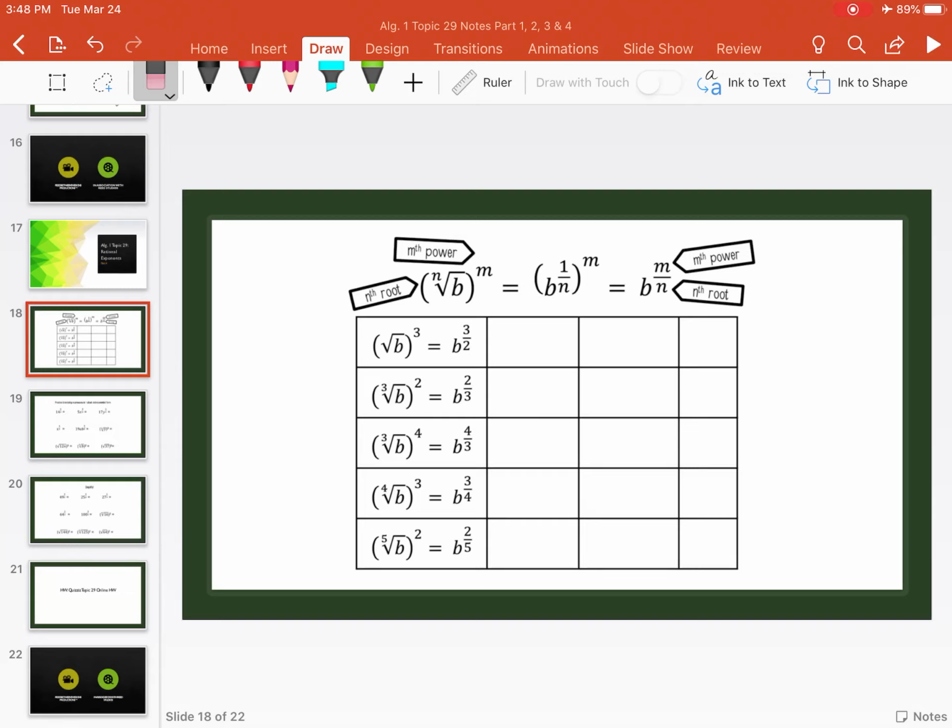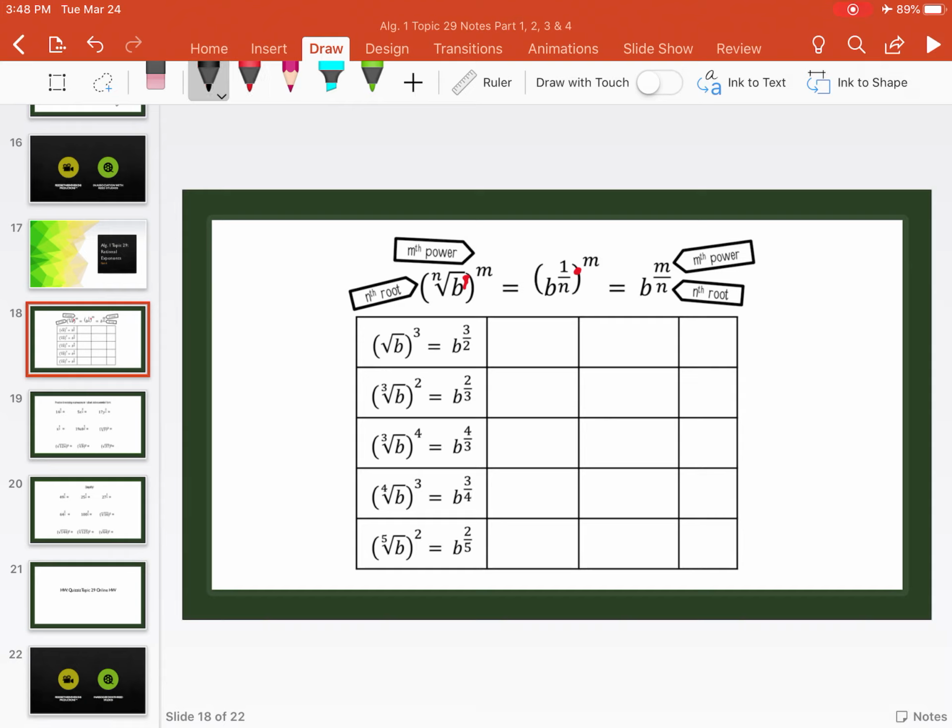Notice here how we're going to start with the nth root of b raised to the nth power. Now this is the same thing as b to the 1/nth power raised to the mth power. And that's because under your radical here, this is really b to the first. So that's where the 1/n comes from. Now using the properties of exponents, we have a power raised to a power, we can multiply that, which gets us b to the m/n.